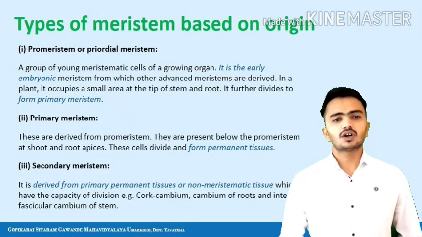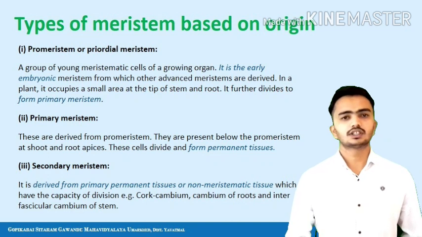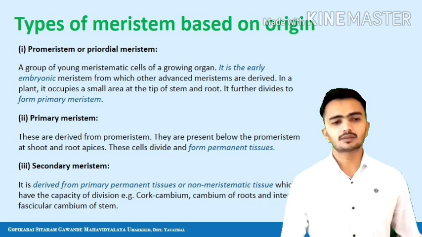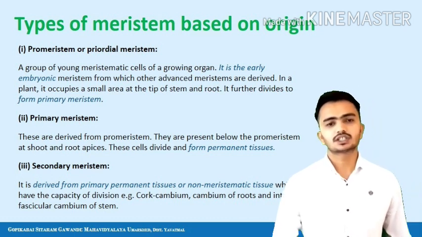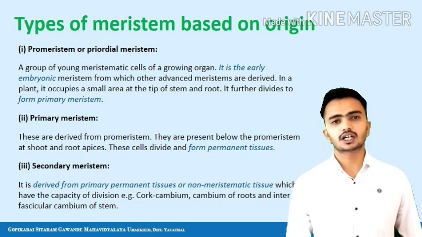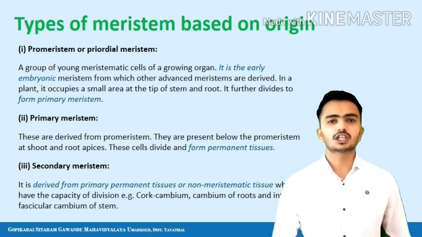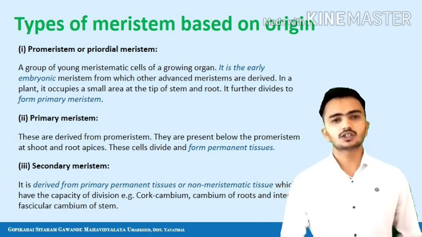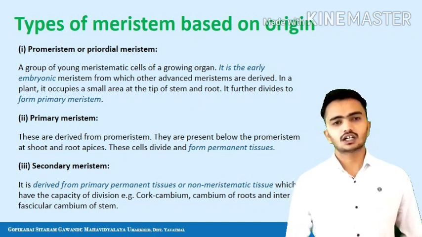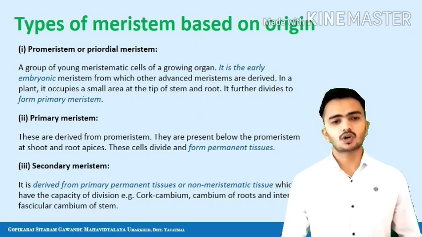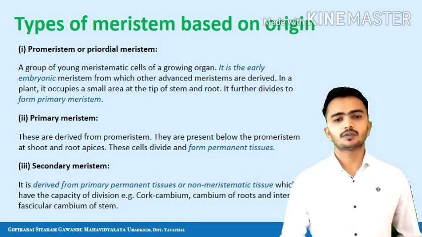Then based on the origin, meristem is again of three types. First one is the promeristem, second one is primary meristem, and third one is the secondary meristem. So based on the origin, meristem is again divided into three types. First one is the promeristem, which is also known as primordial meristem, and this is a group of cells which is originated from embryonic cells, and they are in a continuous state of division. Then in a plant it occupies a small area at the tip of stem and root.